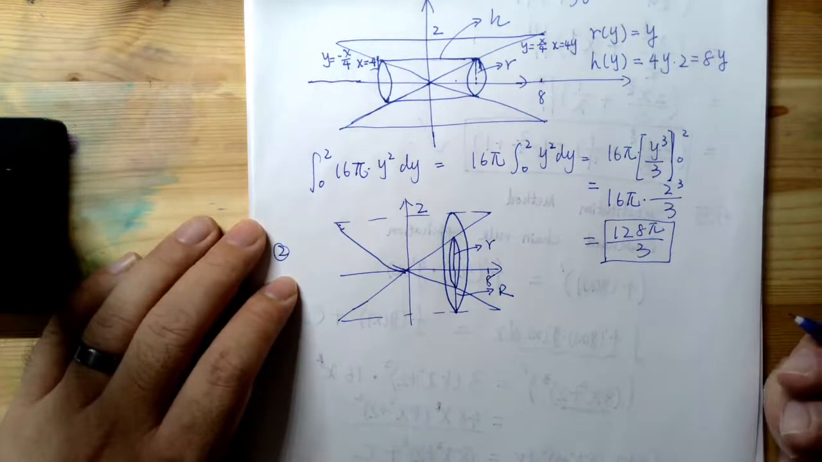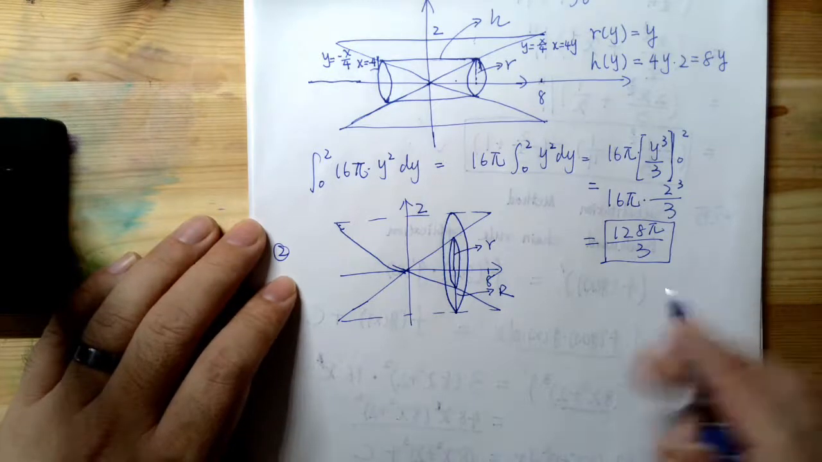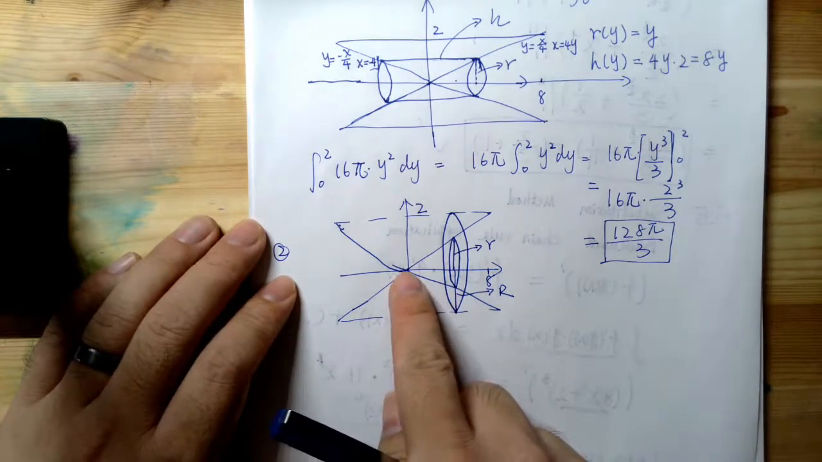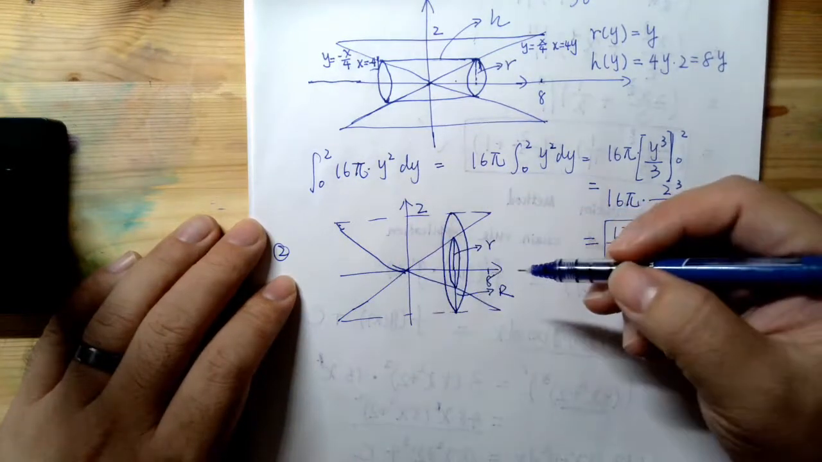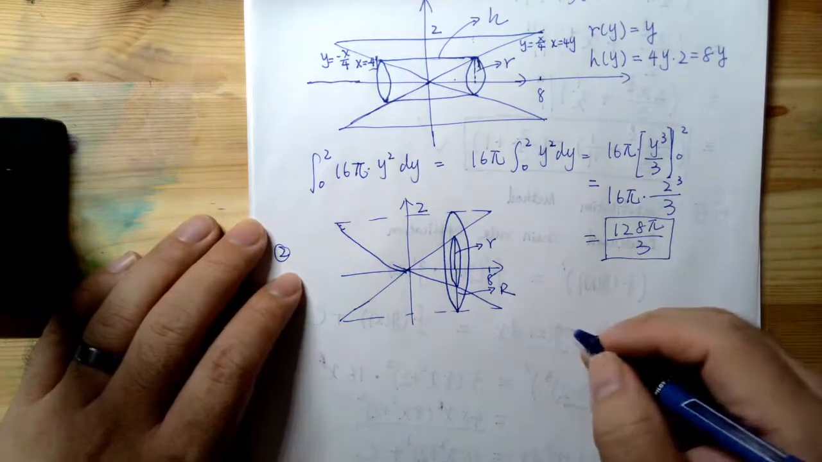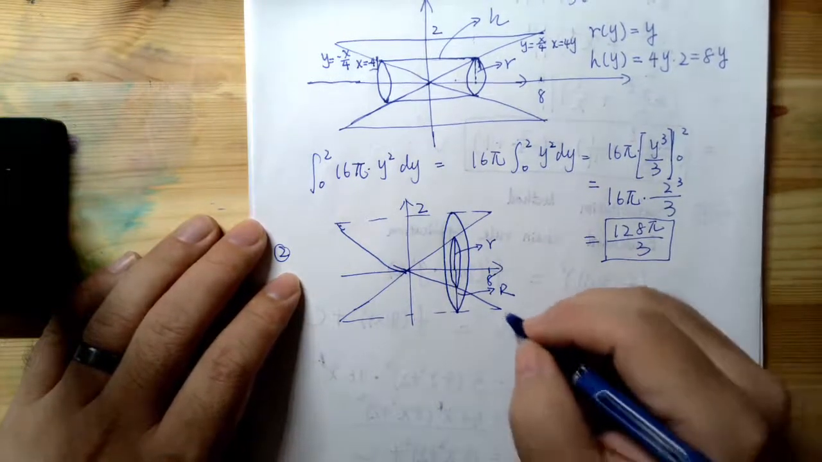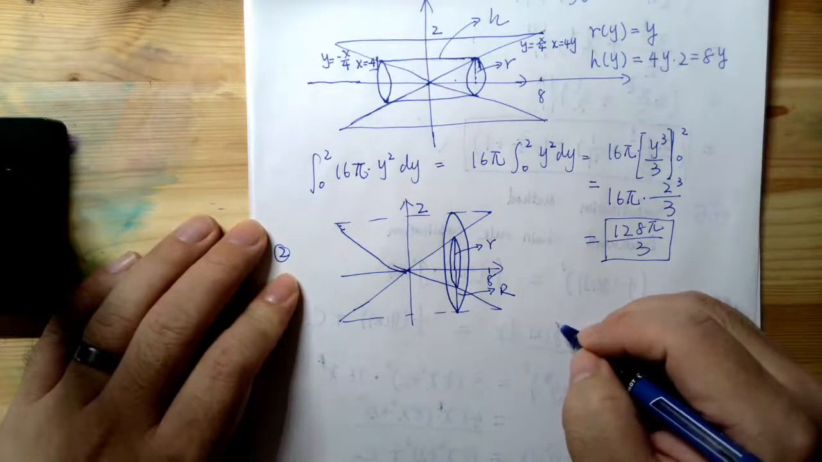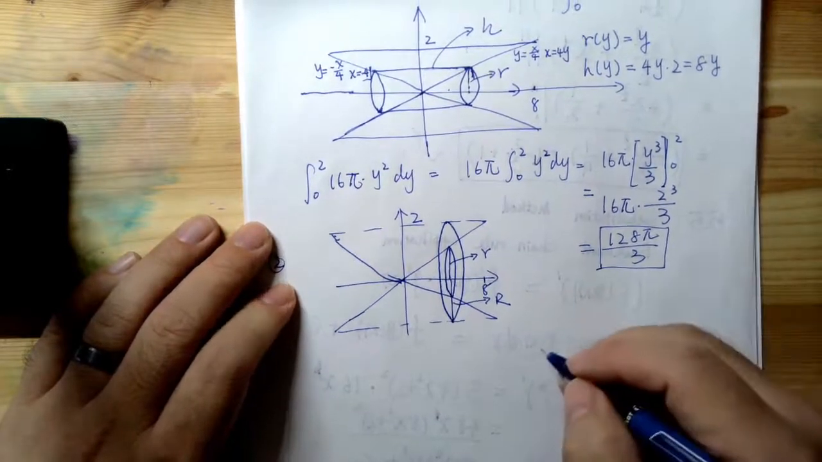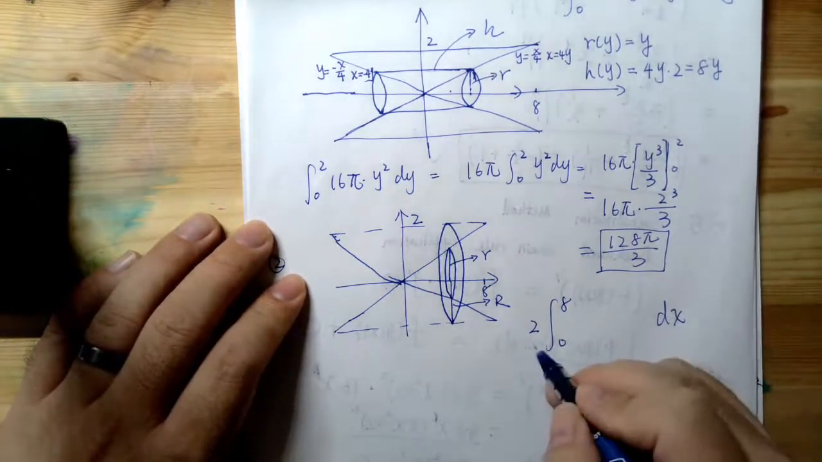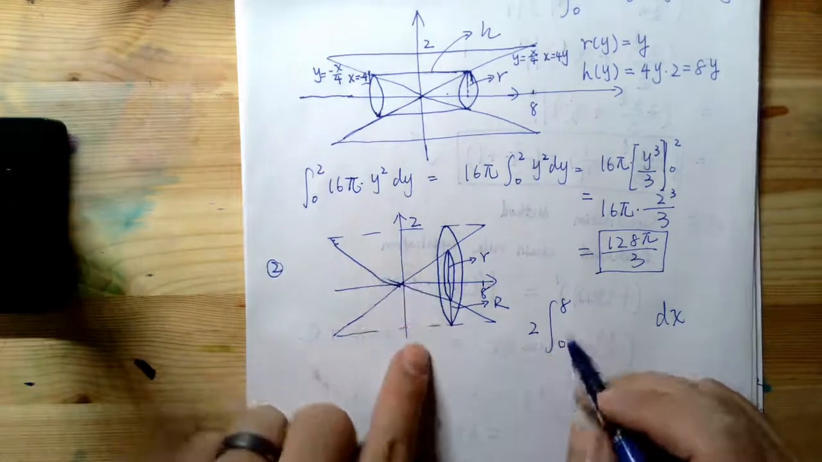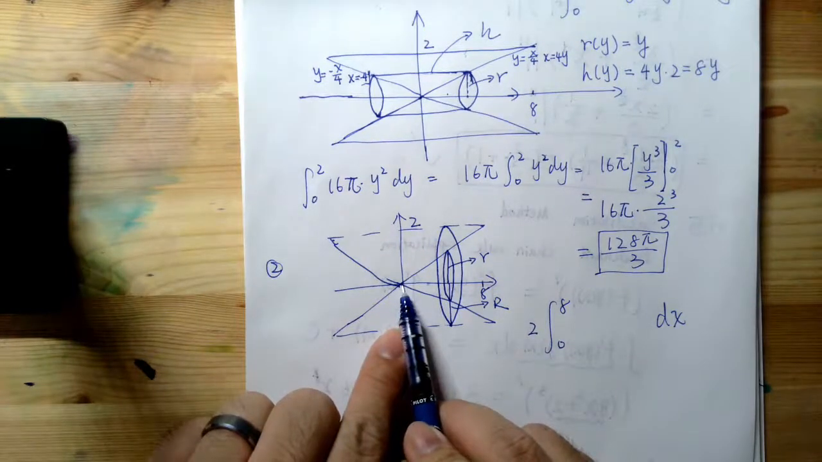And in this situation, to use the washer method, you can see your washer is perpendicular to the x-axis, and depending on the location, the washer's area keeps changing. In other words, when we formulate the integral, our integral will be with respect to x. More importantly, we can write 2 times the integral from 0 to 8 of something dx. This 2 is to double it because we only focus on the right-hand side from 0 to 8.